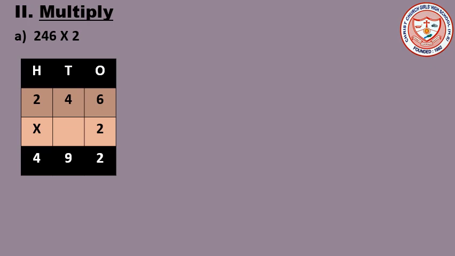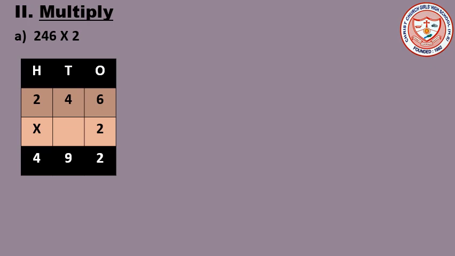So step number 1, 2 into 6 ones. That gives us 12 ones. Here we are going to write 2 in the ones column and carry 1 to the tens column. Okay. Now step 2.